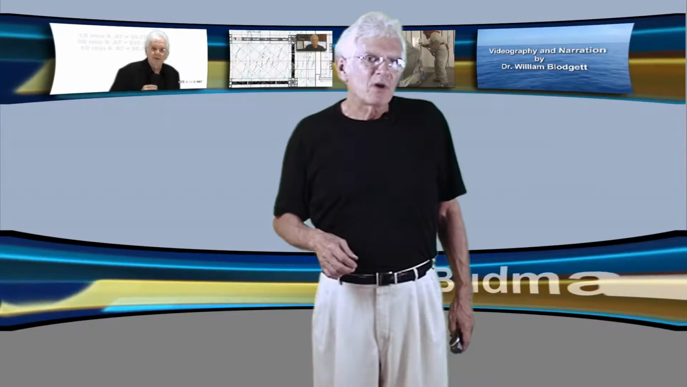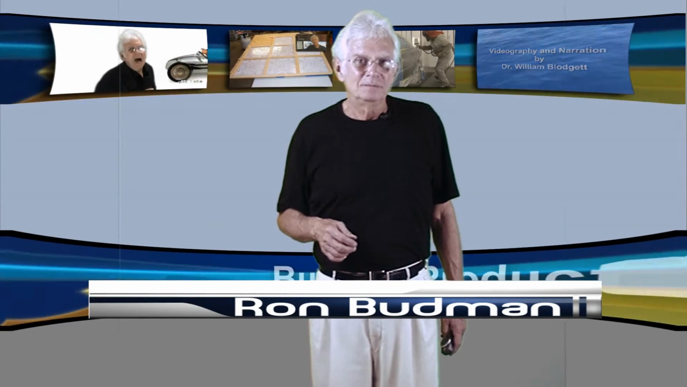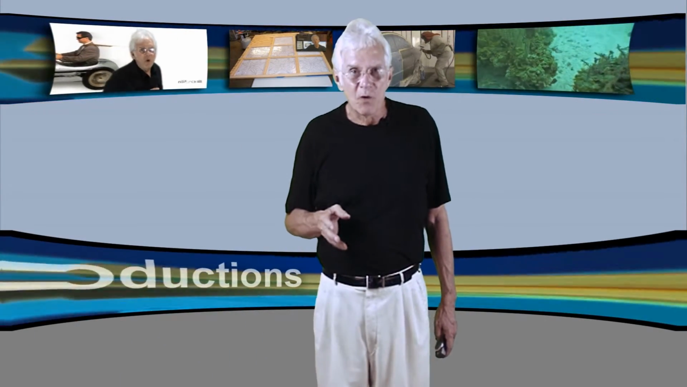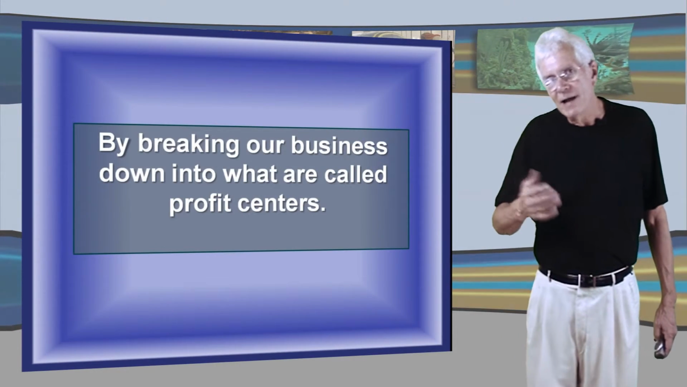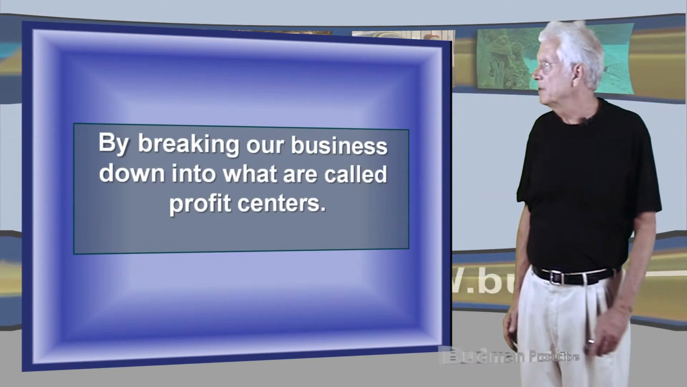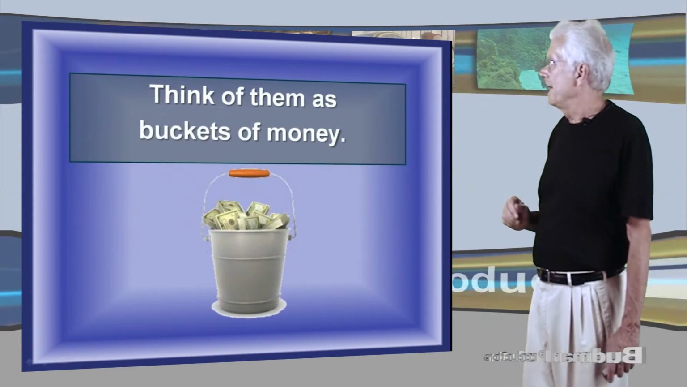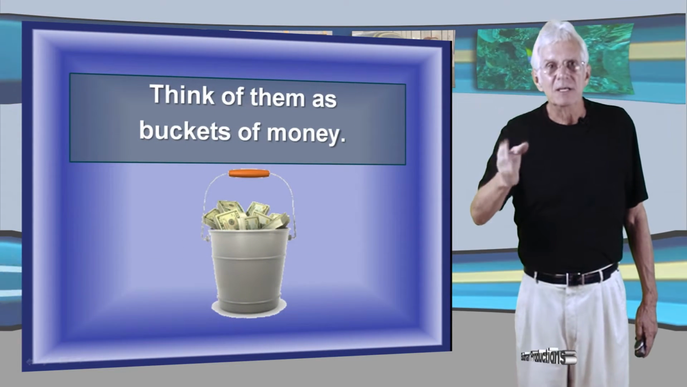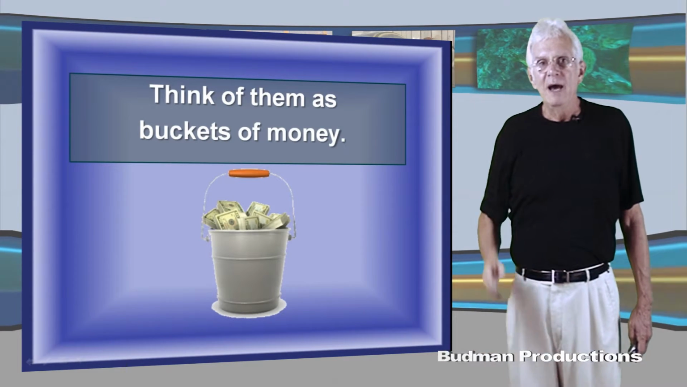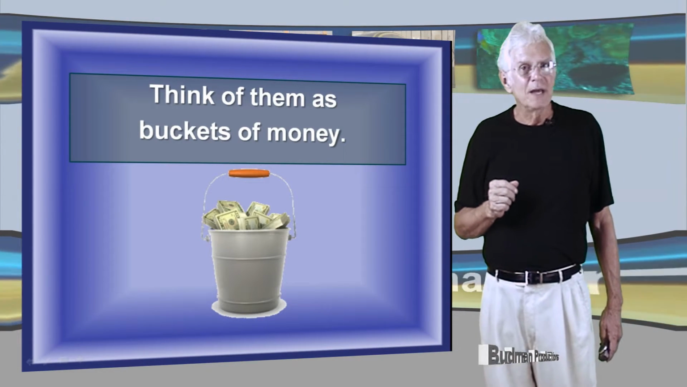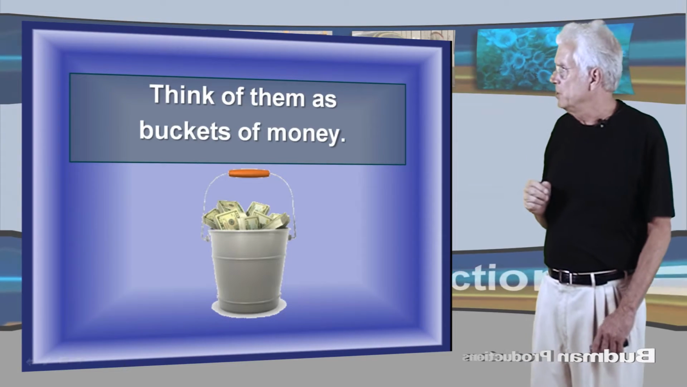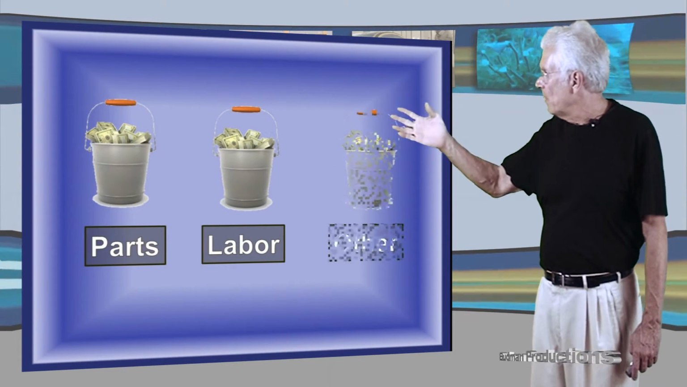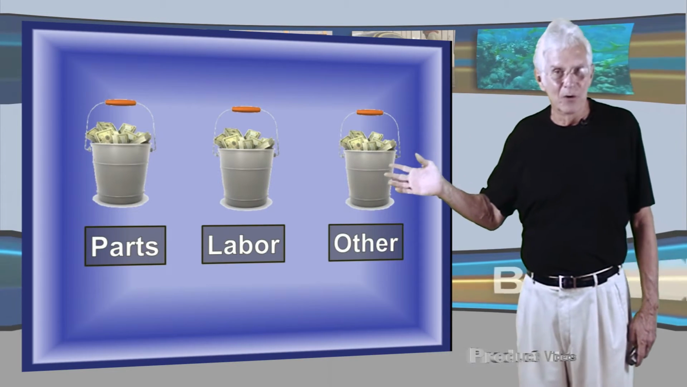So how do we measure profitability in a body shop? It's pretty simple. We break our business down into what we call profit centers. Now, I like to visualize those profit centers as buckets of money, so that as you make the sale, the money goes into individual buckets. Now, these buckets of money can be broken down into three major categories. We've got parts, we've got labor, and we've got other.